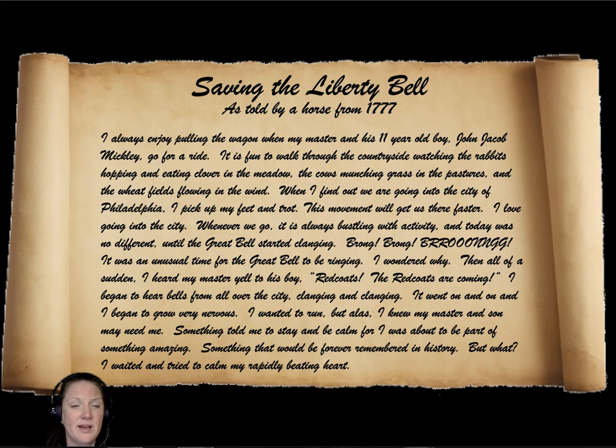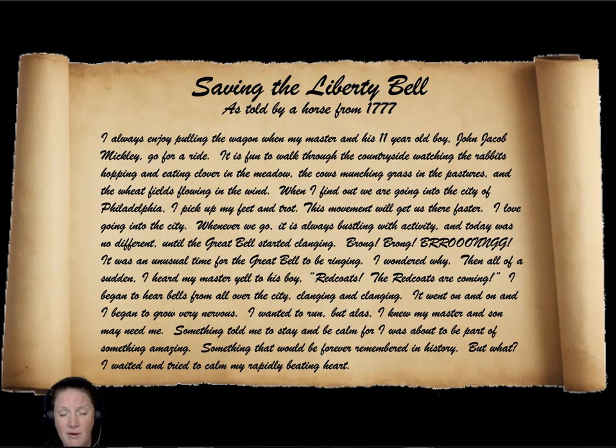All right, here goes. I always enjoy pulling the wagon when my master and his 11-year-old boy, John Jacob Mickley, go for a ride. It is fun to walk through the countryside watching the rabbits hopping and eating clover, the cows munching grass in the pastures, and the wheat fields flowing in the wind. When I find out we are going into the city of Philadelphia, I pick my feet up and trot. This movement will get us there faster. I love going into the city. Wherever we go, it is always bustling with activity. And today was no different until the great bell started clanging.